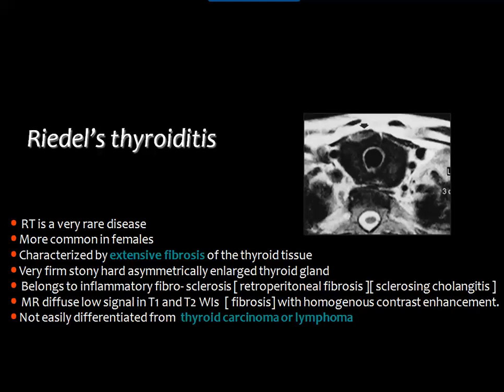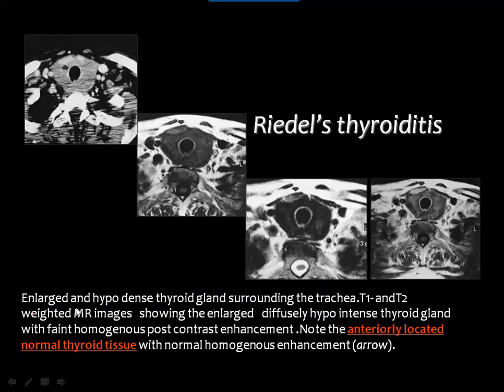Then the gland affected by Riedel's thyroiditis is very firm and hard, with swelling in the anterior part of the neck. And in the literature, they say that it's difficult to differentiate between Riedel's thyroiditis and thyroid carcinoma or lymphoma. This is the appearance by CT, MRI, T1, T2, and T1 post-contrast.